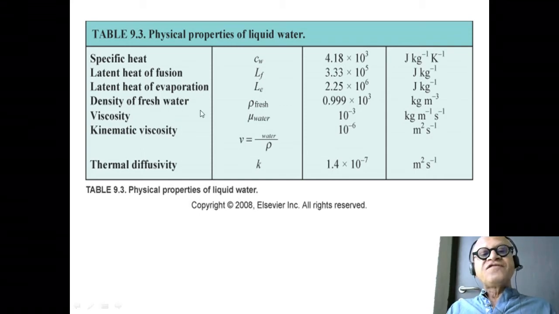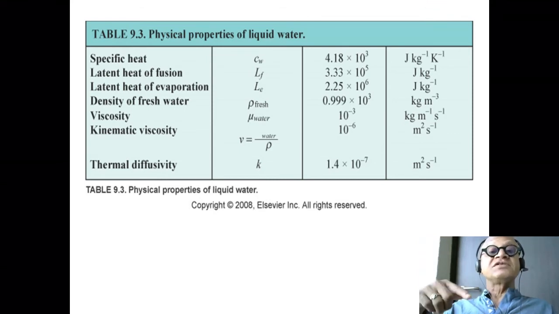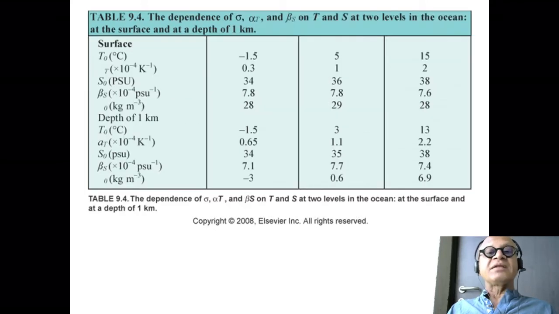Density of fresh water maximizes at 4 degrees centigrade, as you know, 0.999 times 10 to the 3 kilograms per meter cubed. As you go below 4 degrees, water begins to expand and density actually drops off. Then there are viscosity, kinematic viscosity, and thermal diffusivity. It turns out that thermal diffusivity and salt diffusivity are also different by 2 orders of magnitude, which means the heating and cooling of the surface can penetrate much more quickly below the surface, whereas changes in salinity don't diffuse so fast. Thermal diffusivity is not so important in the ocean anyways, but nonetheless.